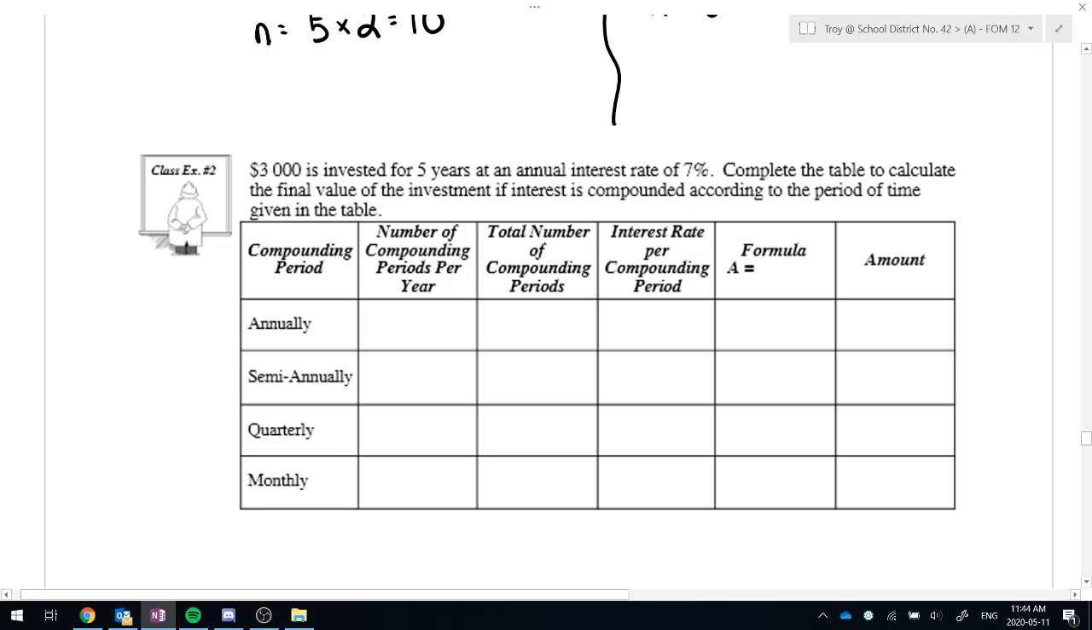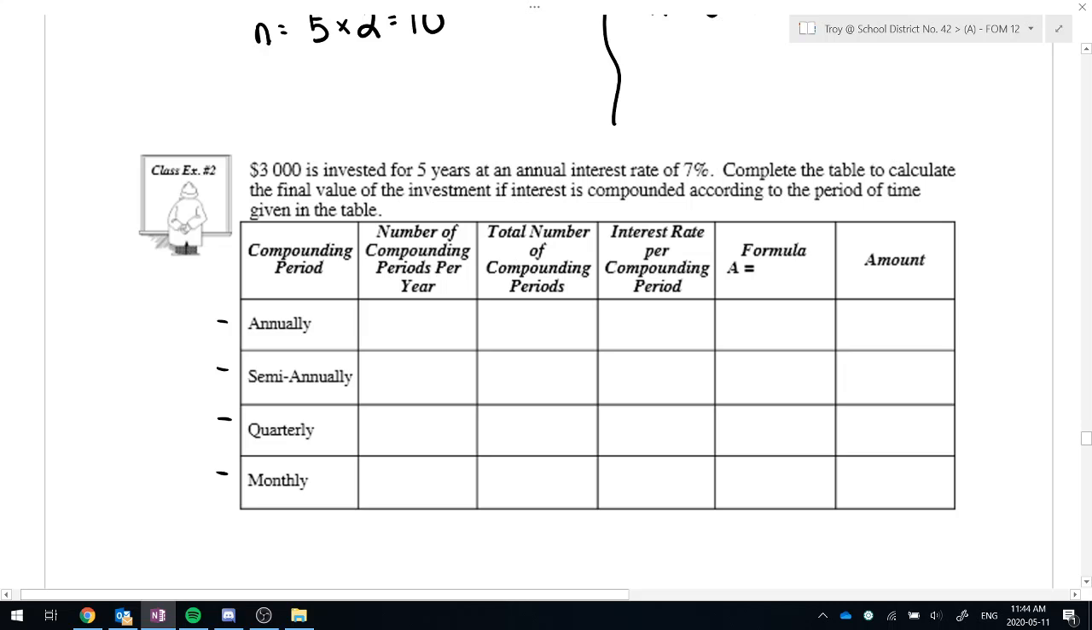$3,000 is invested for 5 years at an annual interest rate of 7%. Complete the table below to calculate the final value of the investment if the interest is compounded according to the period of time given in the table. So we have 4 different compounding periods for this question: annually, semi-annually, quarterly, and monthly. The first one, annually, is a question you could have seen from the last section, where we were dealing strictly with annually compounding periods. But we can do this anyway.